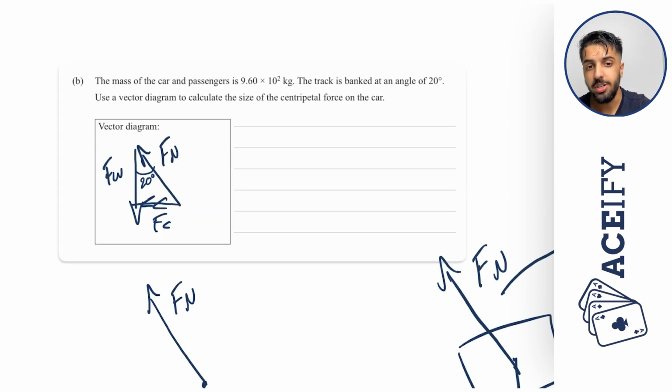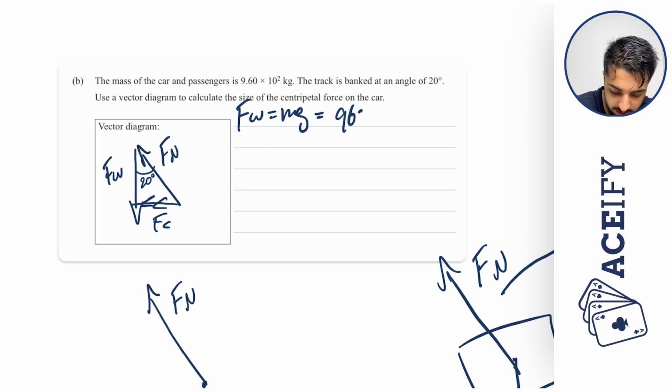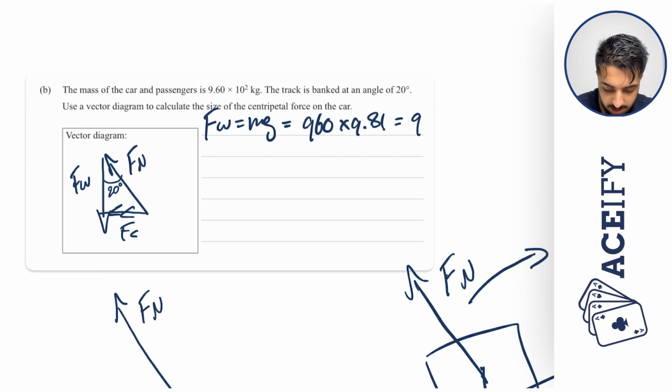And so what do we know? We don't know the normal force of the car, but we do know the weight force, because we have the mass, and we also know the acceleration due to gravity is just 9.81. So we know our weight force is equal to mg, which is equal to 960 kg times 9.81, which gives us a weight force of 9,417.6 newtons.